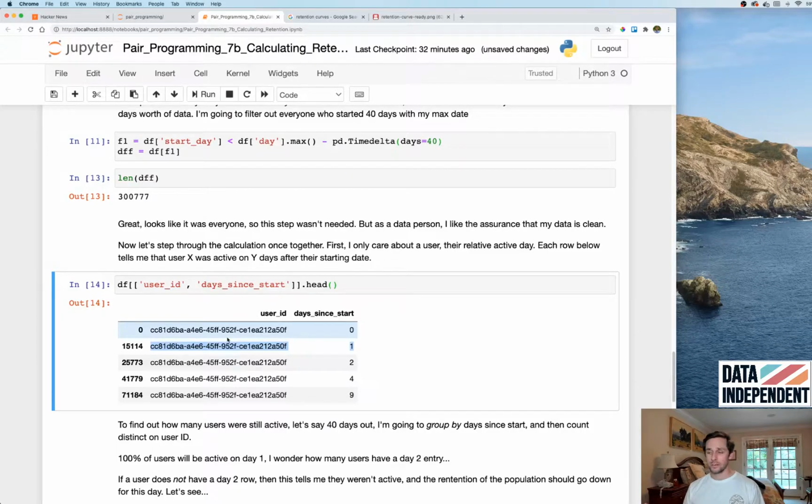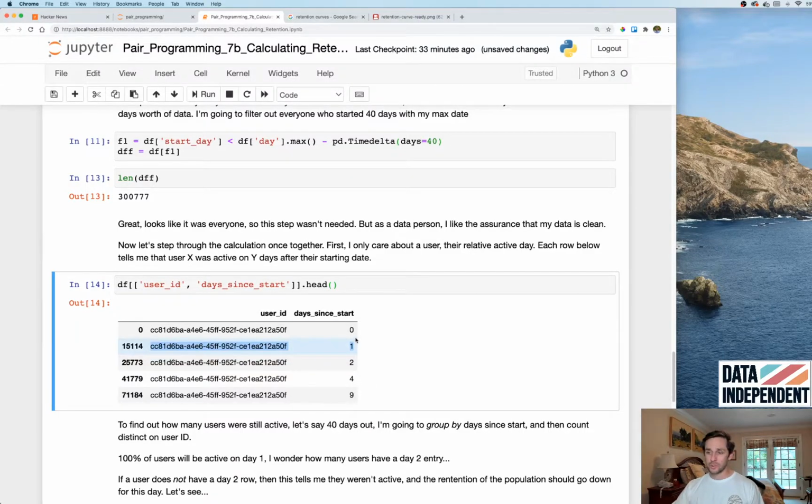It's really interesting. This user, for example, was not active on their third day. So if we grouped by day, they would not show up for entry number three, which is interesting. Because now we start to ask ourselves the question: how many users were active on day three? How many users were active on day four and day five and day six and day seven?